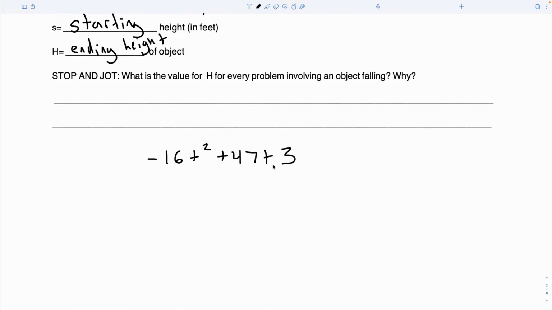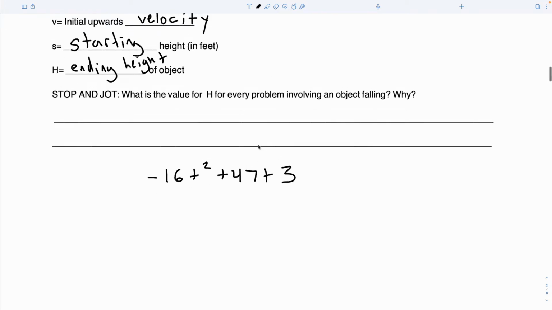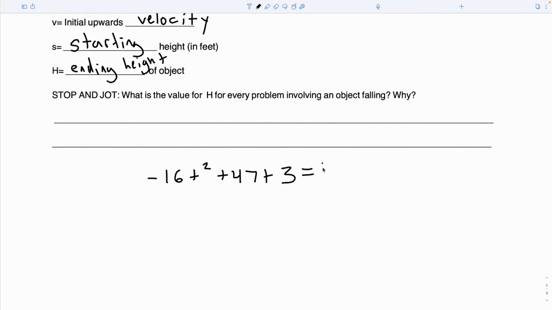Okay, so that's great, but I'm missing one thing. I'm missing the h. What do you think the height's going to be of the object after you drop it? Kieran? It's 0. So if you have a problem like this, the height will always be 0. The a in front of the t squared will always be negative 16. The two things you're going to have to change are the 47 and the 3, the b and the c. And this should be 47t plus 3.